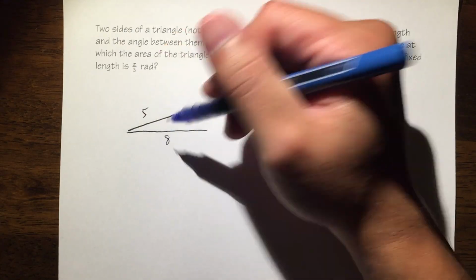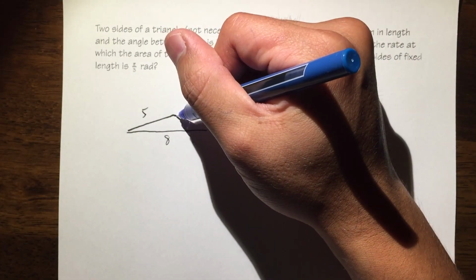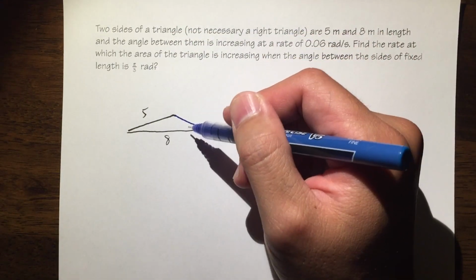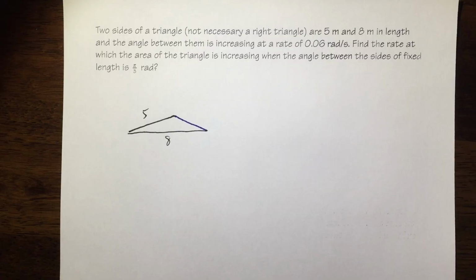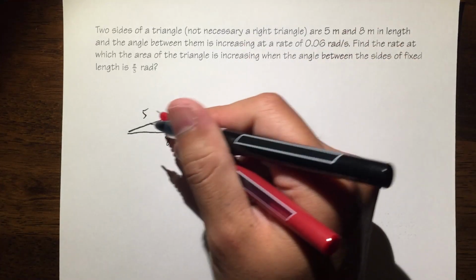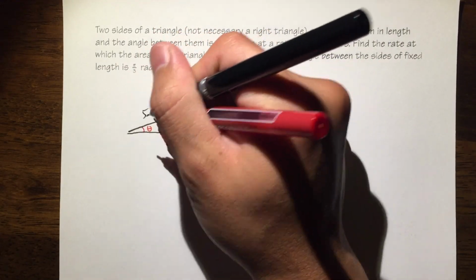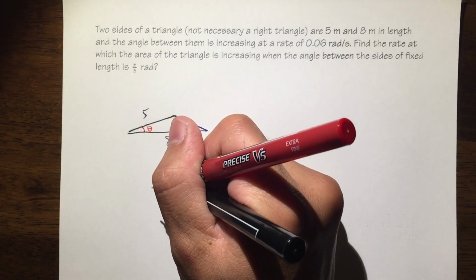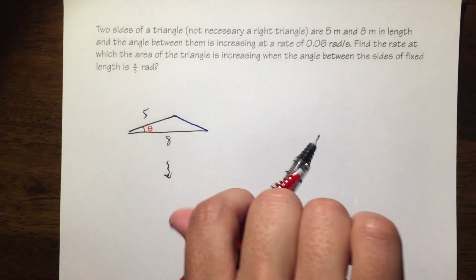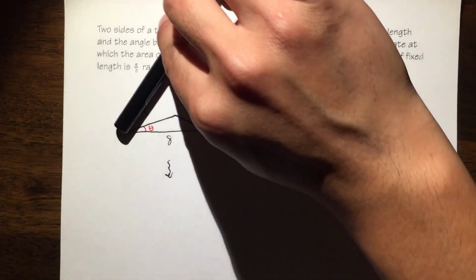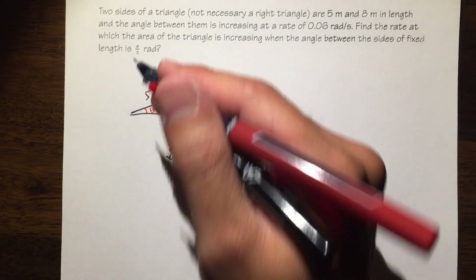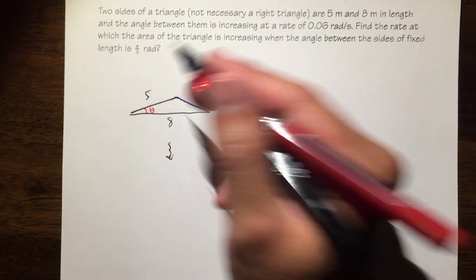In order for us to make this into a triangle, of course, we have to connect the endpoints right here. But in fact, we don't care about this side at all. I will tell you why in a second. The only thing that's changing in our situation is the angle between the fixed sides. It says this is getting bigger and bigger, so you can imagine this side opening wider and wider. We care about the moment that this angle is at pi over 3 radians.